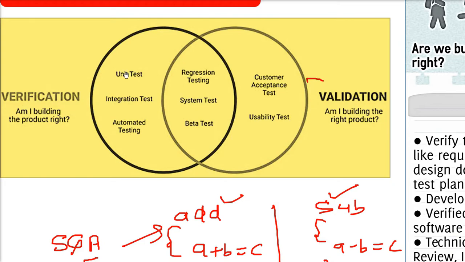For that, we have to check the unit testing, then the integration testing, the various testings are there. And if you combine them, there is an in-between which belongs to both of them: regression testing, system testing, beta testing. In fact, beta testing and alpha testing are done with the users only.